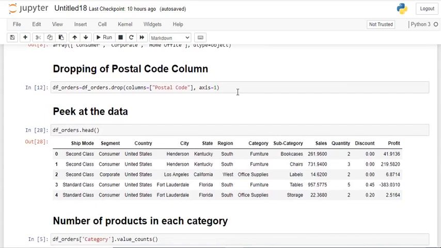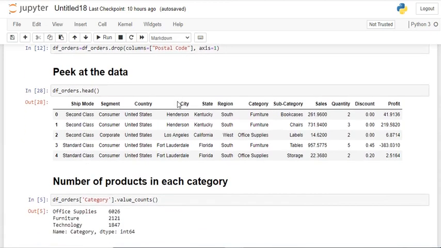And already we have discussed that the postal code doesn't make any sense to keep in the data set, as the postal code gives no actionable insights to improve the business process, and it doesn't have an impact on the profit. So it is not required for the exploratory data analysis. It is time to drop the postal code column so that there is no impact on the exploratory data analysis process. So drop column postal code, axis equal to 1, means we are going to drop a column. Next, peek at the data.